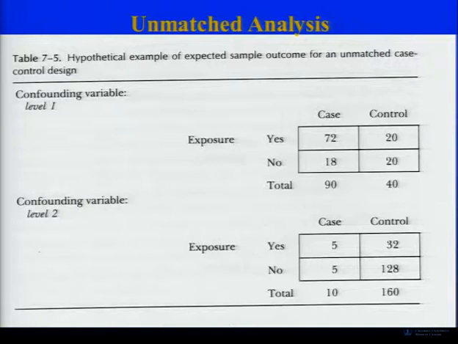All right. So this is an example of an unmatched analysis where the disease is related to the confounding variable. If we did an odds ratio of this table, can someone tell me for level one, what would be the odds ratio? So for the top fourfold table up here, what would we do for the calculation of the odds ratio? Yes? Nick, you would do 72 times 20 over 18. Right. So 72 times 20 divided by 18 times 20, and that's equal to 4. Okay, so can someone tell me for group two, the second?